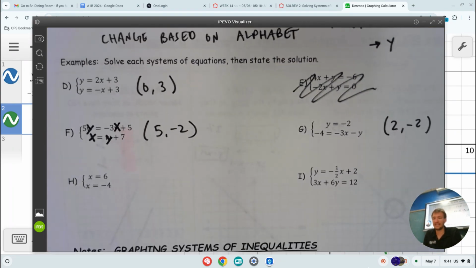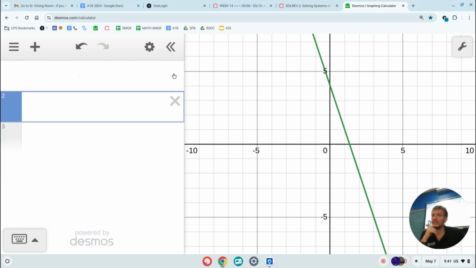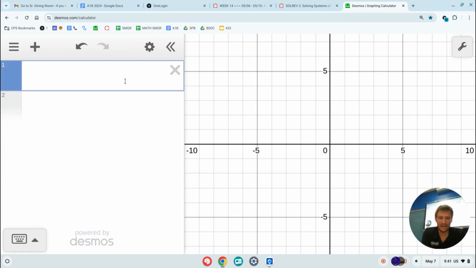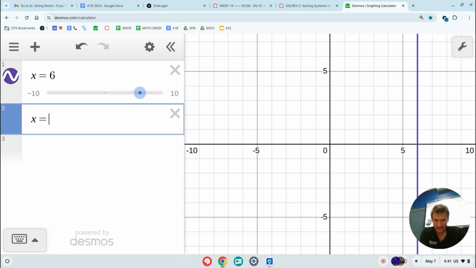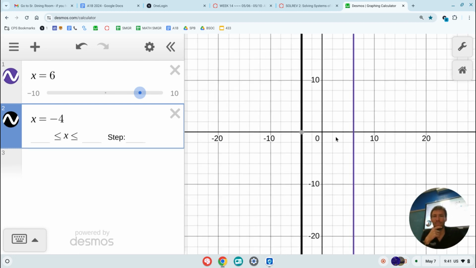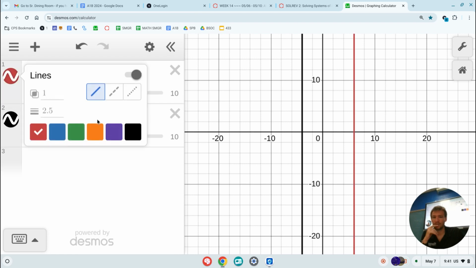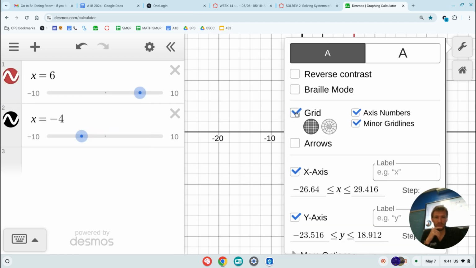Now H says x equals 6, x equals -4. That looks like a vertical line and another vertical line. How do you guys feel about these black and purple lines here? Can you change one to red? Sure. Because it's messing with my eyes. As long as it works. There you go. Sure, I can even turn off all this stuff.